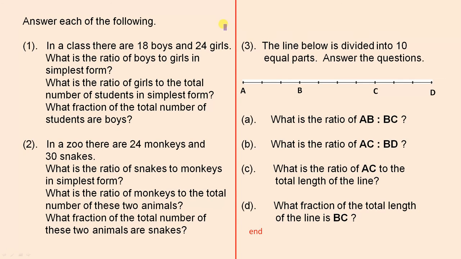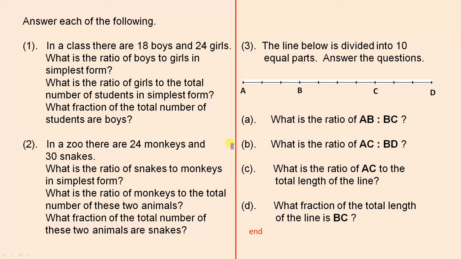Answer each of the following. Number 1, in a class there are 18 boys and 24 girls. What is the ratio of boys to girls in simplest form? What is the ratio of girls to the total number of students in simplest form? What fraction of the total number of students are boys?